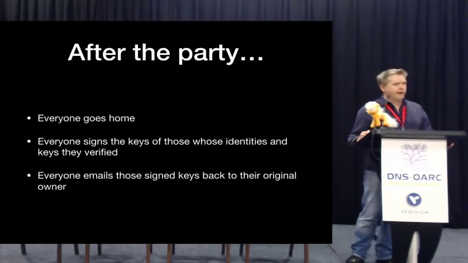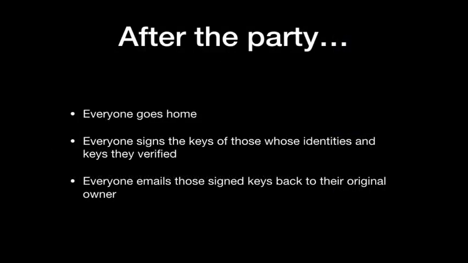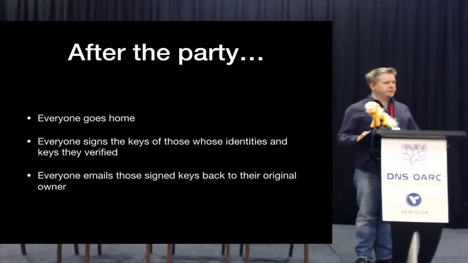After the key party, everyone goes home and actually does these signatures. So the way this works in PGP is that you generate a signature on a key using your own key. This is very similar to signing a DS record in DNSSEC. The difference here is that when you generate that signature, it actually gets attached to the key that you're signing. And then what you do is email that key back to the person who you got it from. The key contains an email address, so that's easy to do.